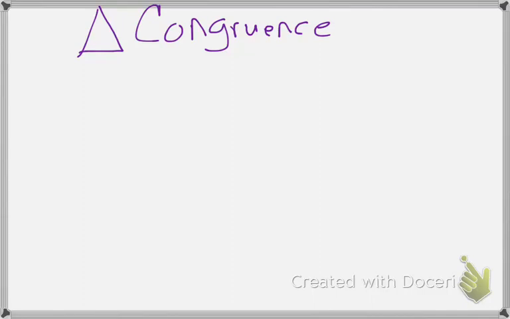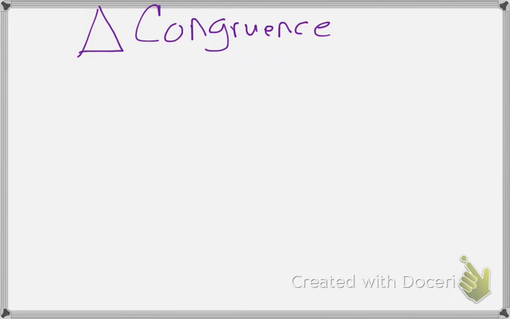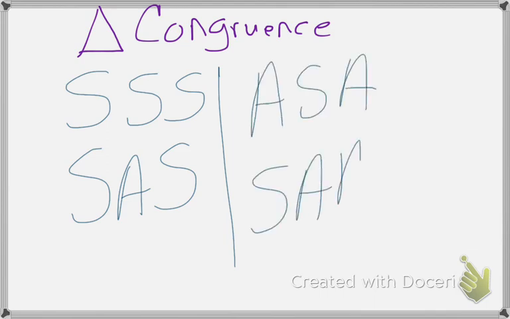Okay, so I'm gonna go over, Emily, triangle congruence. I think that's what you're going over right now. Triangle congruence has side, side, side; side, angle, side; angle, side, angle; and side, angle, angle. This is also angle, angle, side. Same thing. Okay, I'm gonna go over them with you.